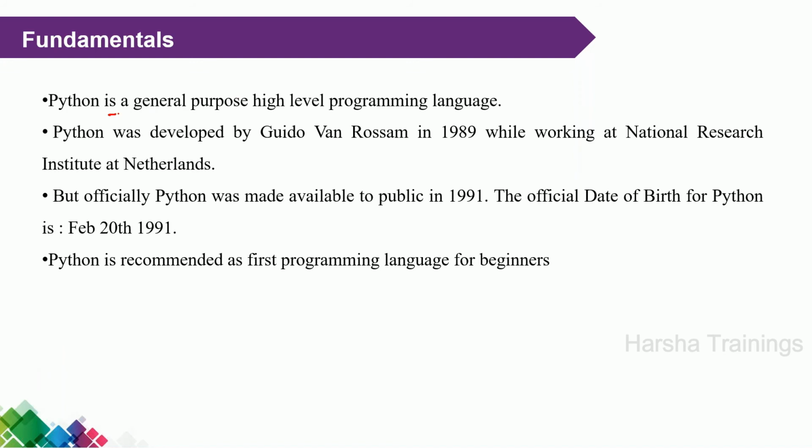So the first one is: Python is a general purpose high level programming language. So what is the meaning? I think you got it. Before knowing what is a high level programming language, generally if you consider any programming language, we have different types. Low level programming language, and in the middle we have assembly language. Right now it is not important for us. Right now we need only two things: low level programming language and high level programming language.